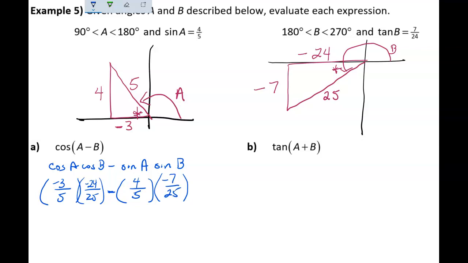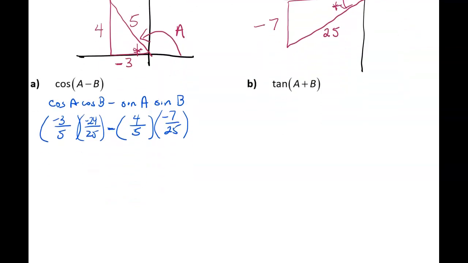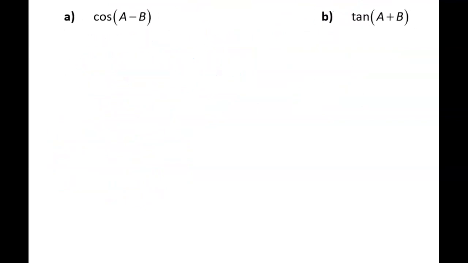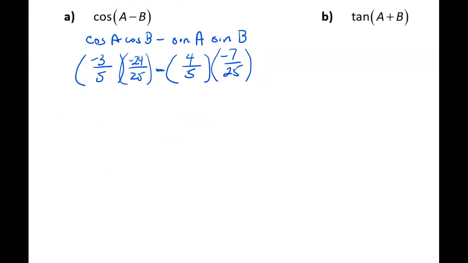Right now we just simply have to perform the arithmetic. So we've got 3 times 24 on the top, or -3 times -24 is +72. Downstairs, 125 minus, and then we have a -28 over 125. And so that's going to give us, let's see, what does that add up to?